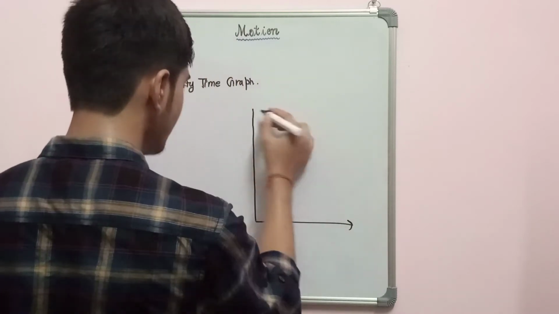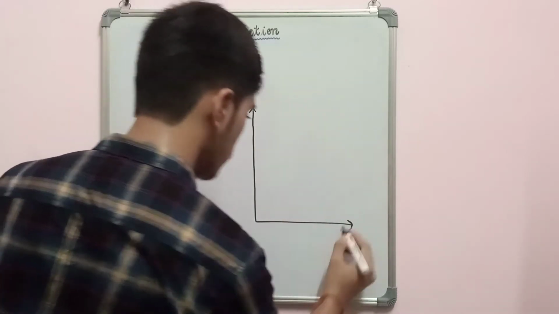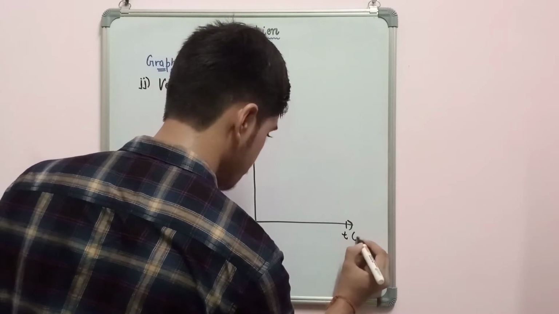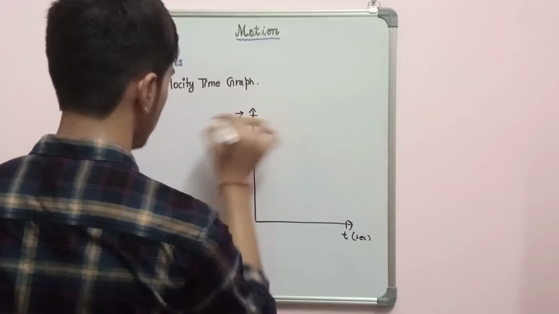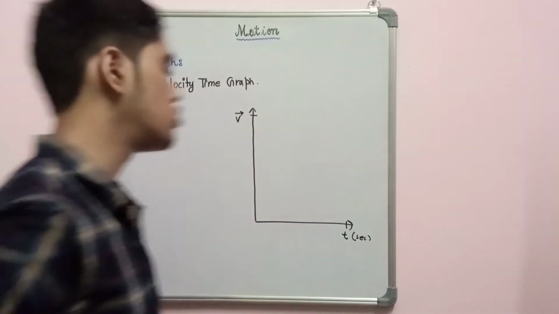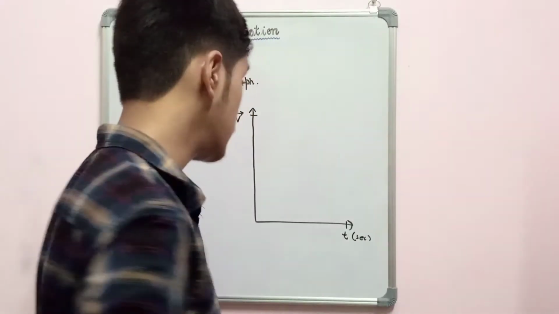Okay, so I don't need any scale or equipment to draw straight lines because I have learned. So this is time and this is velocity. Tell me, what will the slope give us?